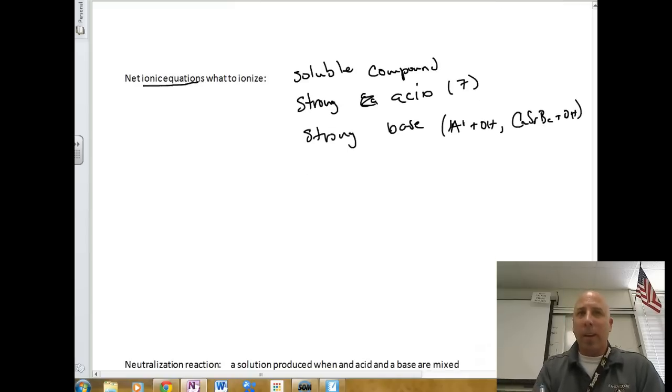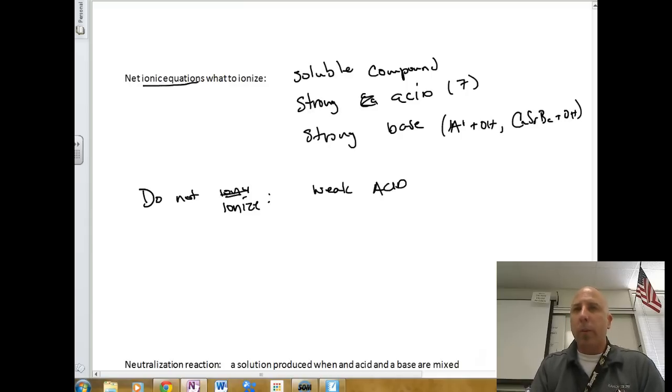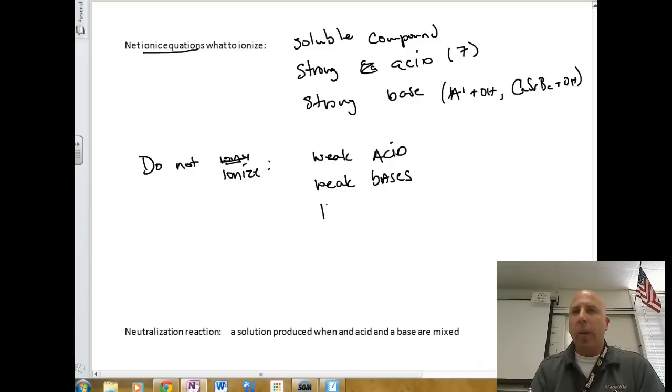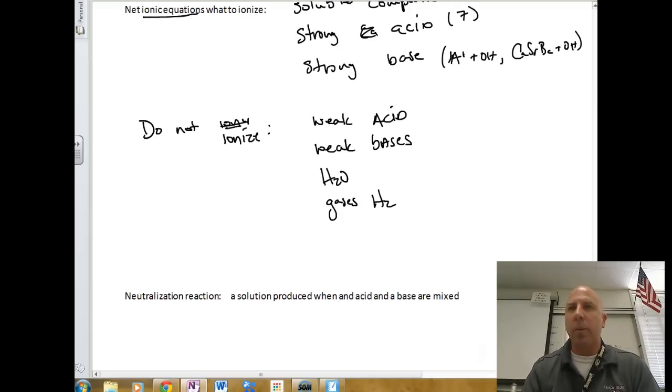Now, what do we not ionize? These are the things that we are not going to ionize. We're not going to ionize weak acidic solutions. So once again, if you're not one of the 7 strongs, you're weak. Weak bases in an ionic equation, we do not ionize them. We also don't ionize a few other things. We're not going to ionize water, pure liquids. We don't ionize gases. A good common gas is like hydrogen gas that can be produced, and we'll talk more about some of these gases, or some carbon dioxide gas or something like that. Don't ionize gases.